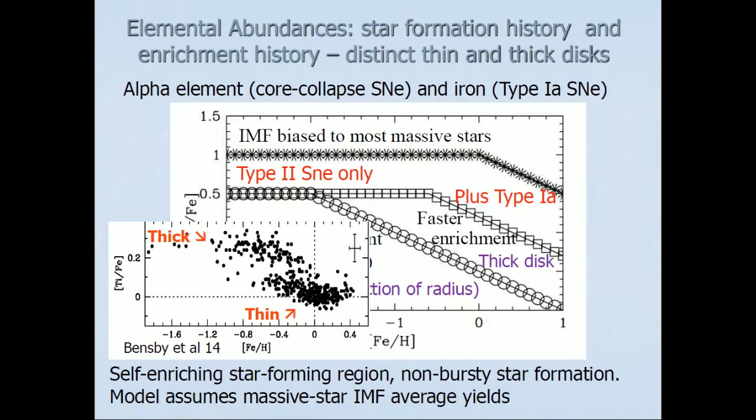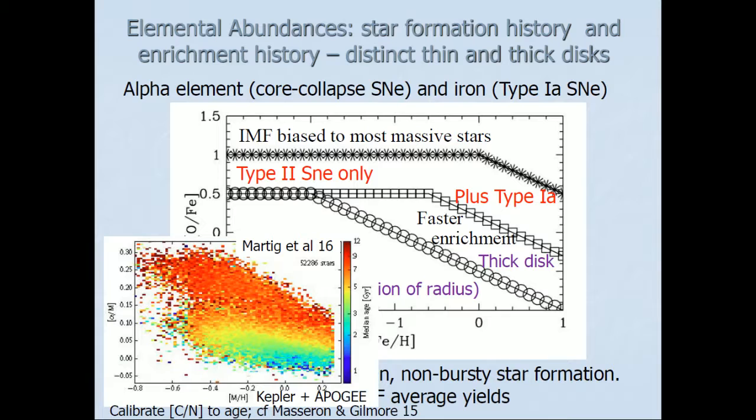Here's what you observe for titanium. This is Bensby et al. Also notice this IMF point here. This is part of the IMF dependencies. But this is what we see, thick disk and thin disk, two sequences. Another plot here. Now, these are giant stars for which there's an estimate of the age. Again, two sequences, alpha to metallicity as a function of metallicity, labeled by age, red, old ages, young ages in the thin disk.